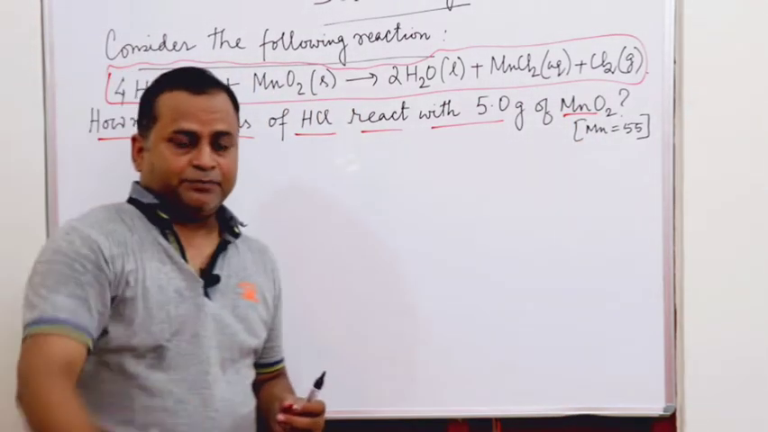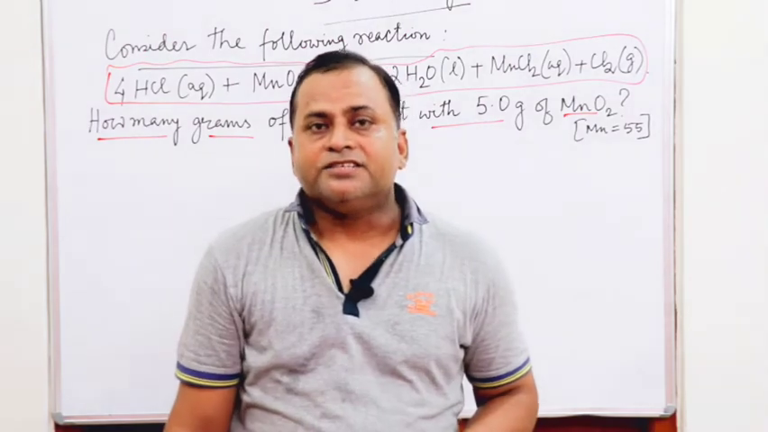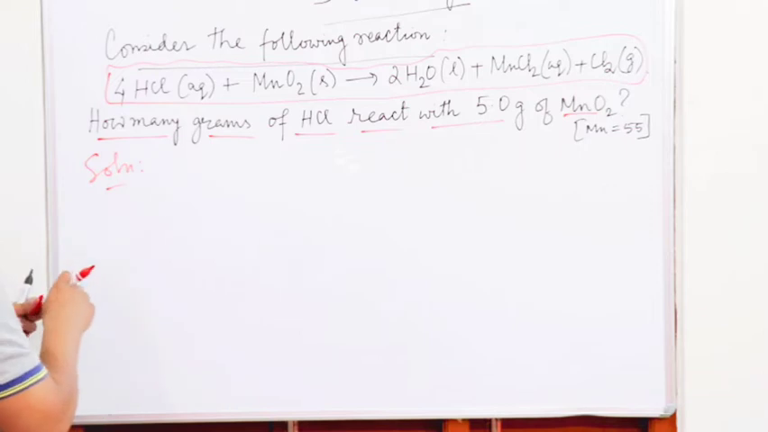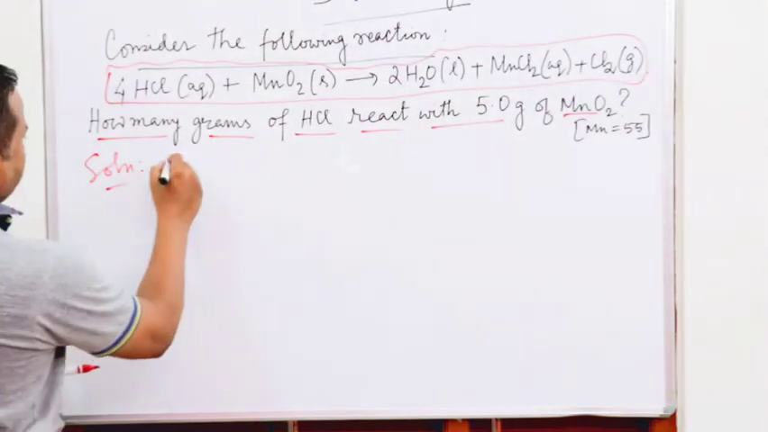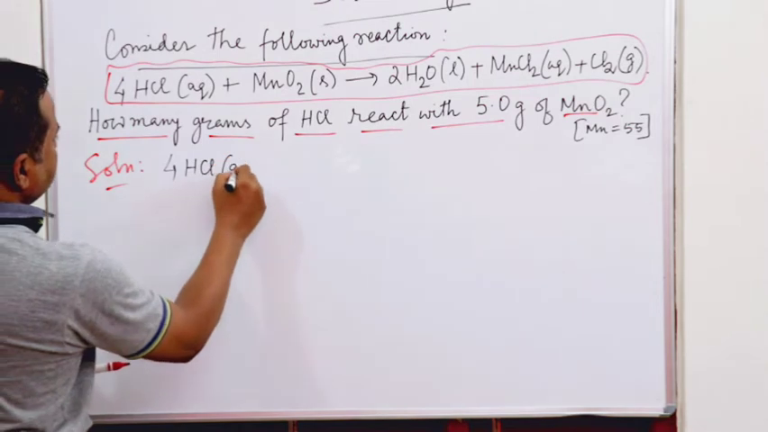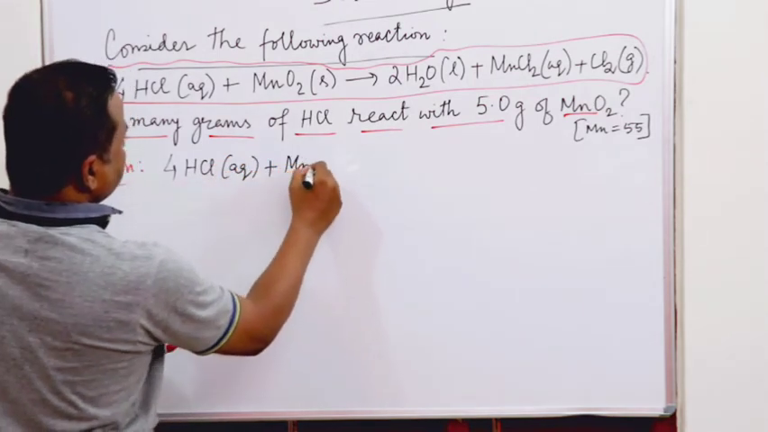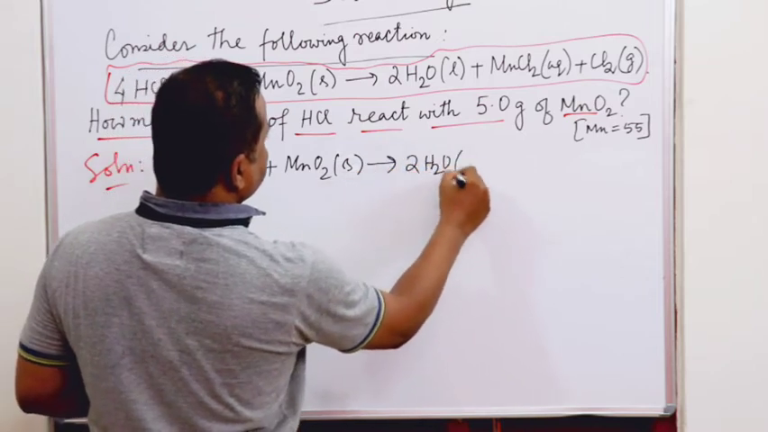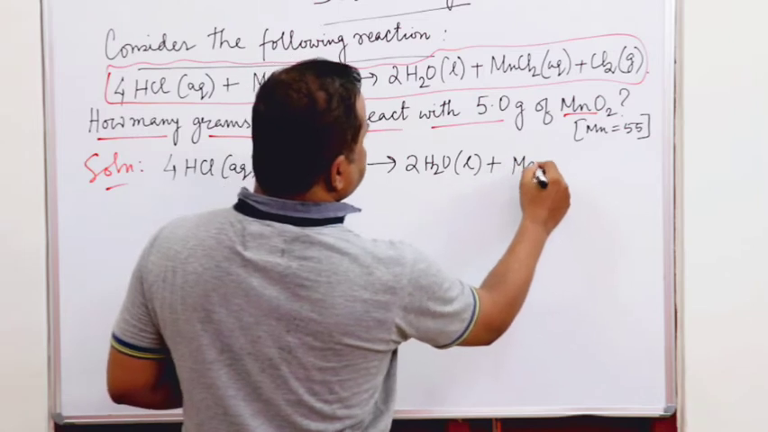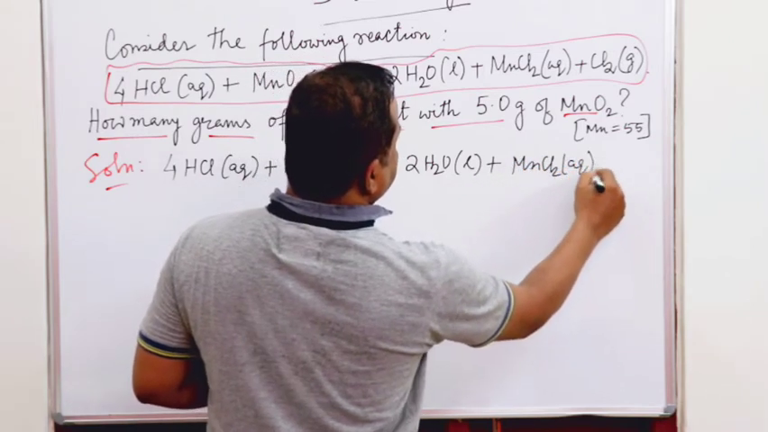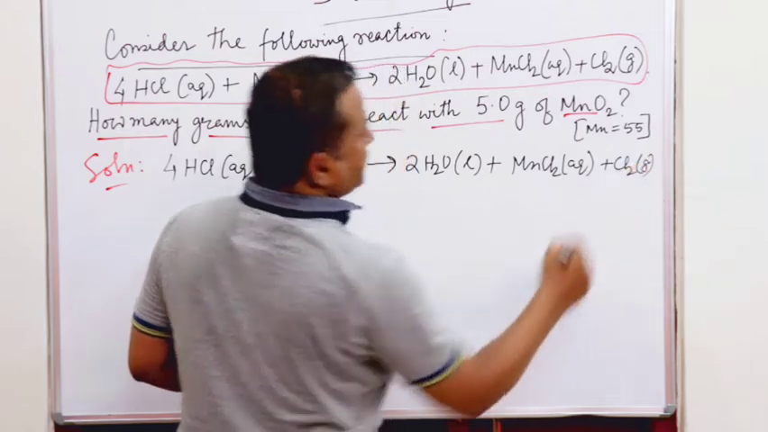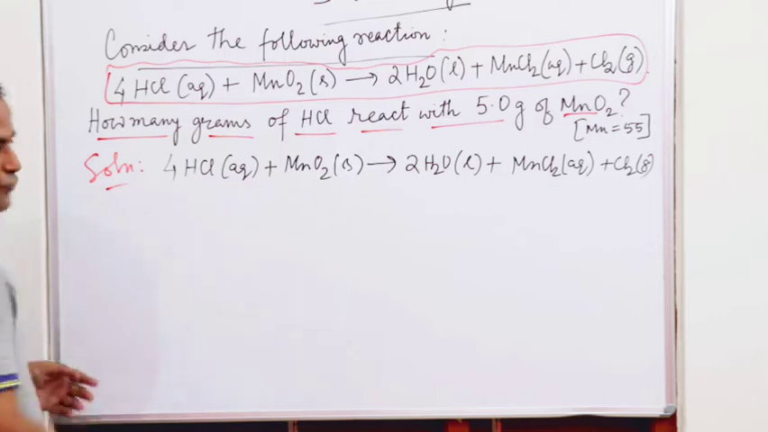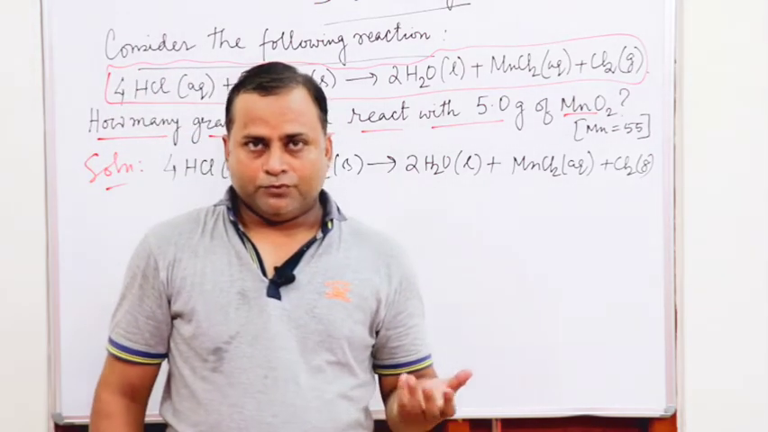So the first step, as I have told you, you have to write a balanced chemical equation. So solution. We will write the reaction here. 4HCl aqueous plus MnO2 solid gives 2H2O liquid plus MnCl2 aqueous plus Cl2 gas. See here, this reaction is already balanced, so we can skip step 1.